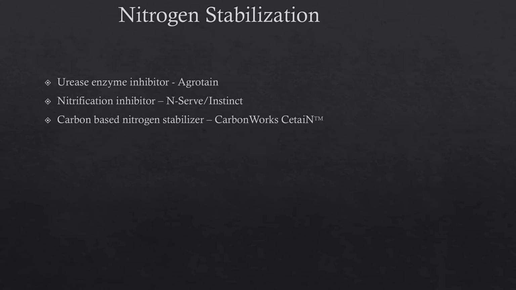So, stabilization. Urease enzyme inhibitors. The urease enzyme is what works on the urea molecule and can break it down to the point where it can be lost into the atmosphere. So that type of stabilizer will prevent those enzymes from working on the urea molecule, to keep the urea molecule in its form and keep it stable. One common trade name for that is Agritane.